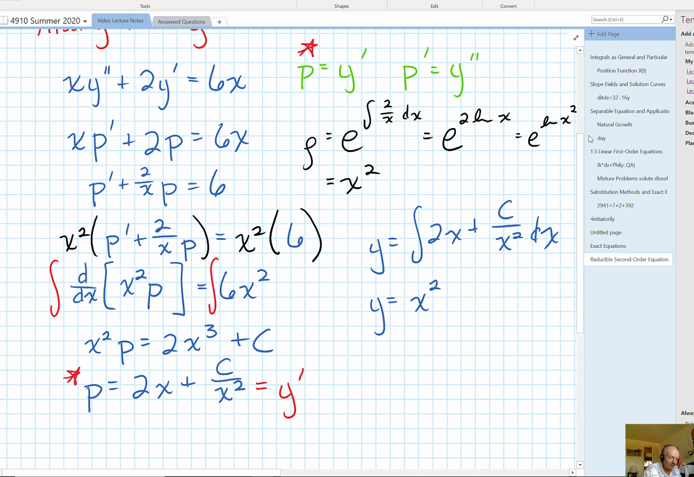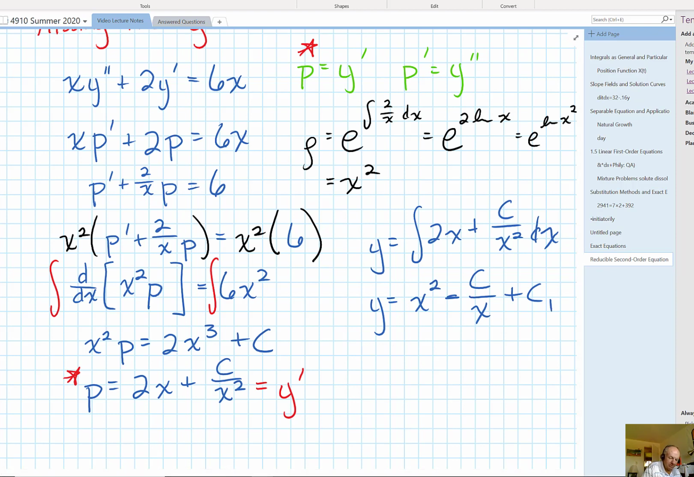Oops, we'll back that up. Let's get that right. x squared, so it'll be what? Minus c over x to the first power plus a different c. Okay, so we get it to looking like that right there, and there's our family of solutions.